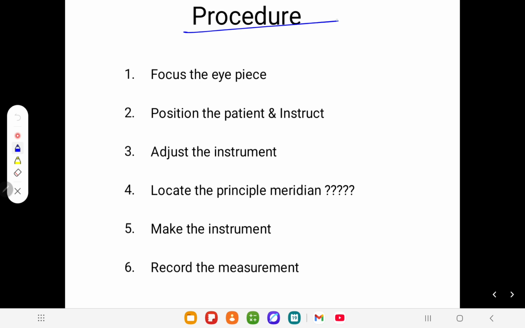Okay, so the procedure is very basic, but I'm not going to talk about the procedure by focusing just on procedure. Okay, you read the procedure and you do it in a clinic, then you understand what the procedure is. But I think procedure cannot be taught by these videos or anything. Okay, procedure, you have to go into the lab and work. So for procedure, focus the eyepiece, which is very important no matter what. If it's keratometry or lensometer or slit lamp, just focus the eyepiece and position the patient and instruct them, adjust the instrument and locate the principal meridian, which is very important. Then focus the instrument and record the measurement.